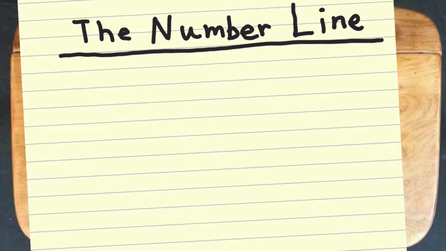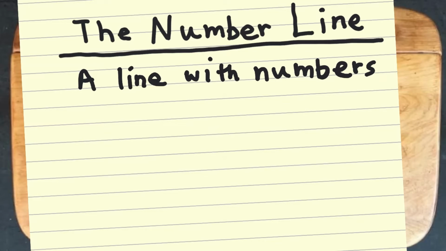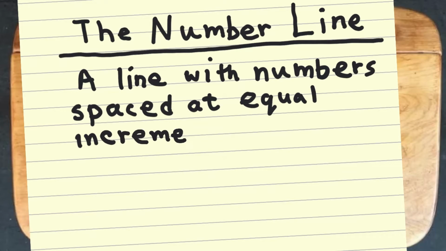Okay, what is a number line? Well, a number line is a line with numbers. That makes sense, right? And in this case, we'd like these numbers to be spaced out in equal increments or intervals. Okay, I'm drawing the line here.